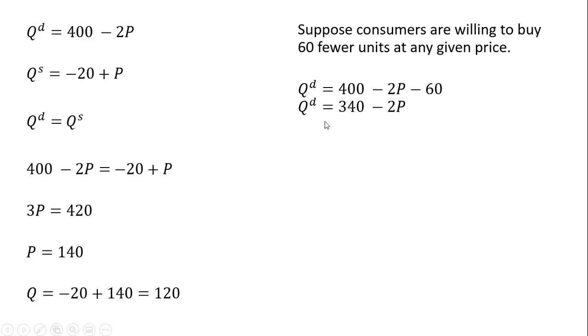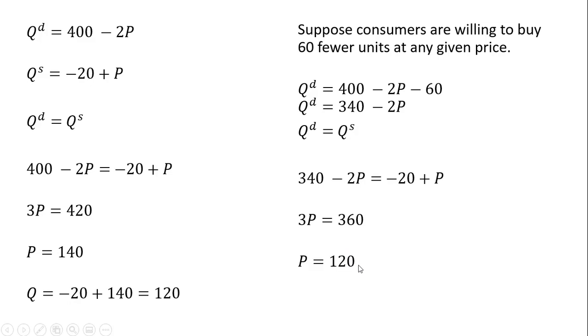Simplifying, we have our new demand equation, setting that equal to supply and solving. The equilibrium price here is lower due to the decrease in demand, due to the decrease in willingness to buy, and the equilibrium quantity now is also lower.